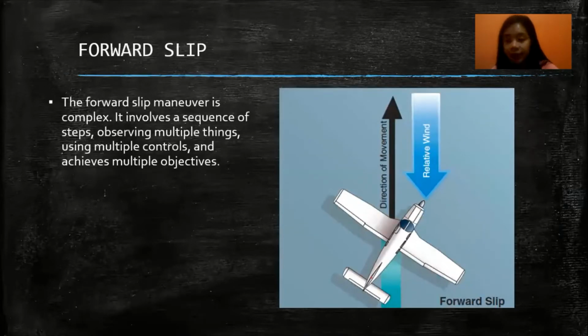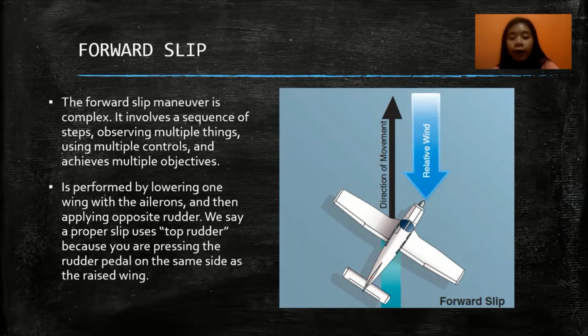So, forward slip maneuver is complex. It involves a sequence of steps, observing multiple things, using multiple controls, and achieves multiple objectives. So, it is performed by lowering one wing with the aileron. So, tapos i-apply na natin yung opposite na rudder. So, for example, yung aileron mo, ni-lower mo siya. Tapos mag-a-apply ka ng opposite na rudder. For example, ang airplane ay binank mo sa left. Tapos, ang rudder mo dapat right na.